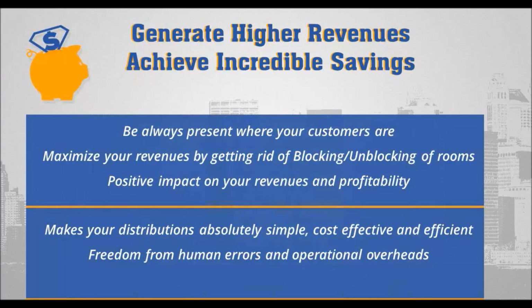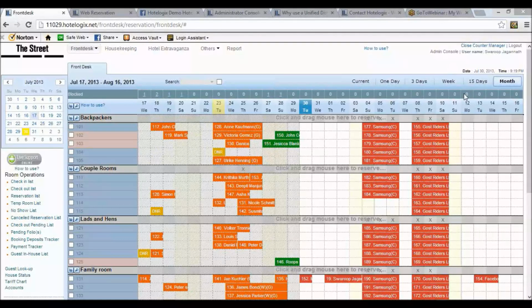Let me just show you a quick demonstration of HotelLogic's distribution system that works on the concept of unified distribution. So, this is exactly how your centralized dashboard would look like. Here, we have bookings from all over the place. We have bookings from your travel agents. We have bookings from your corporates. We have bookings from Facebook. We have bookings from your website and also online channels.